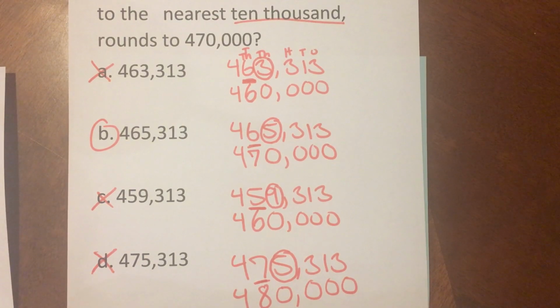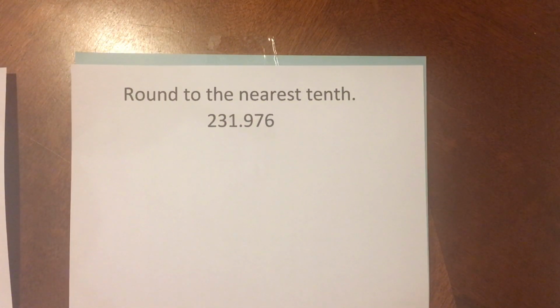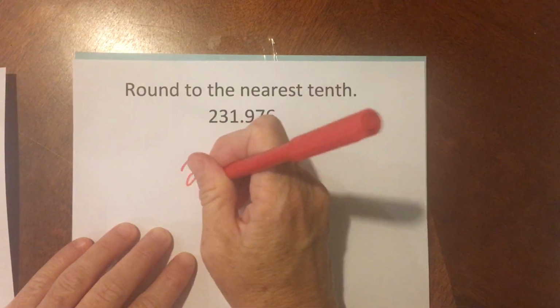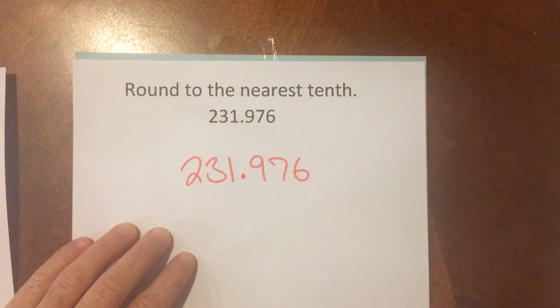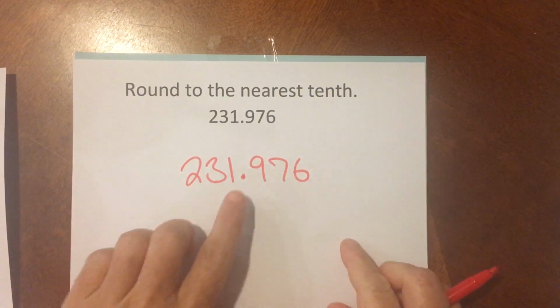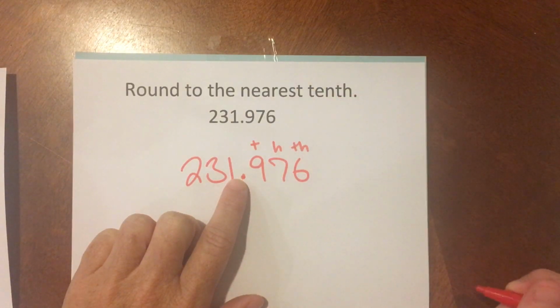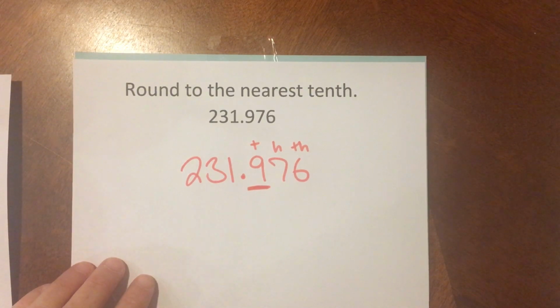So you're going to see problems like that. You're also going to see problems where it's just one problem. So this one says round to the nearest tenth. Again, I prefer to rewrite them. Okay, so I need to know my place values. So after the decimal, the first one's my tenths, my hundredths, my thousandths. So this is the place value I'm rounding to.